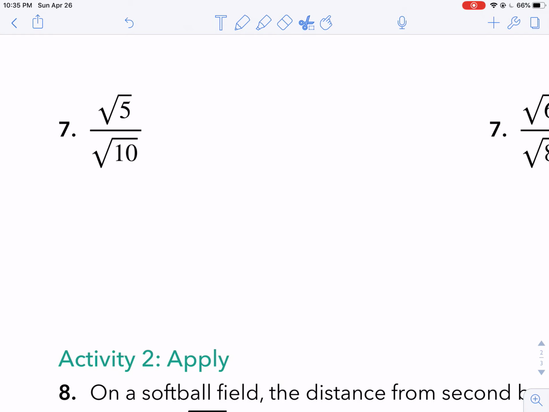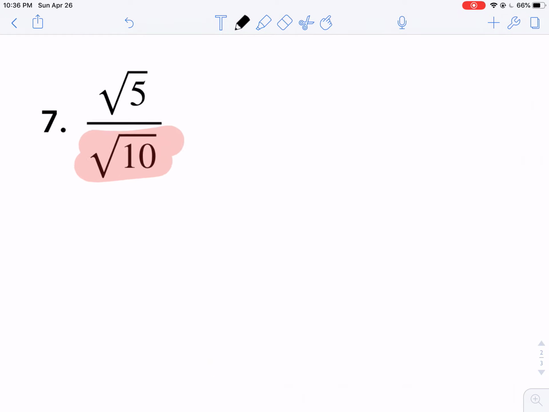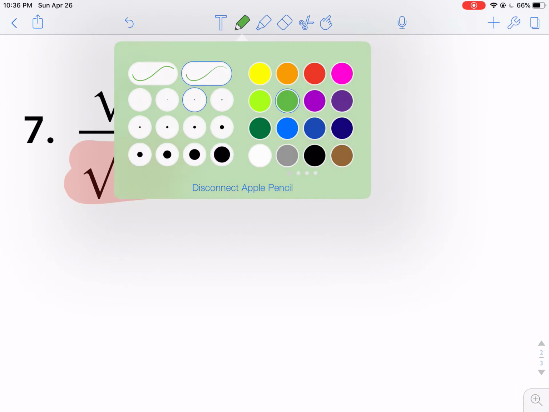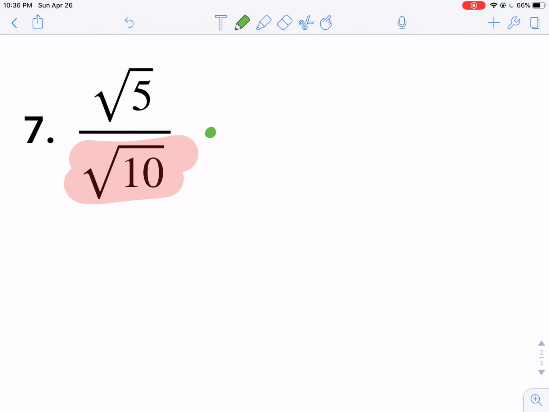So here we have the square root of 5 divided by the square root of 10. Now it's nice. We don't have any perfect squares. We don't have a fraction underneath our radical, but we do have a radical in the denominator. That is yuck, and we don't want that. So instead, we're going to do that trick that I just taught you. We're going to rationalize the denominator. So we want to get rid of the square root of 10. So we're going to multiply top and bottom by the square root of 10.